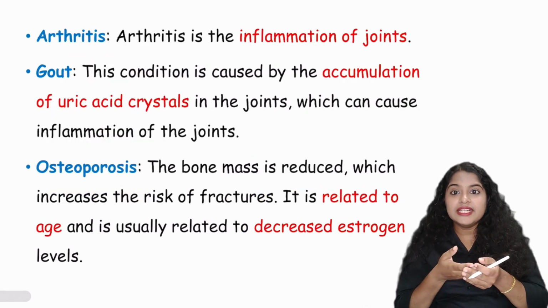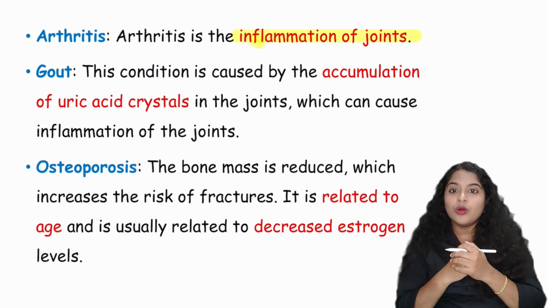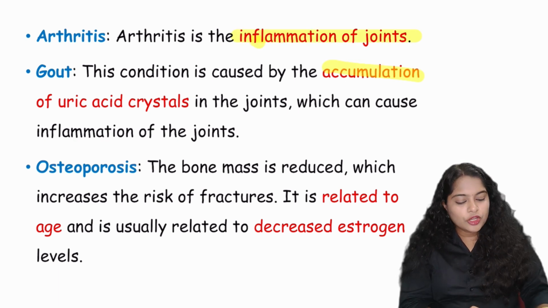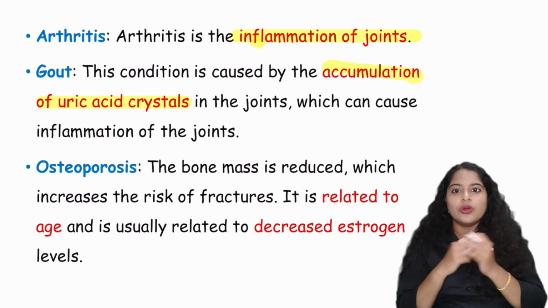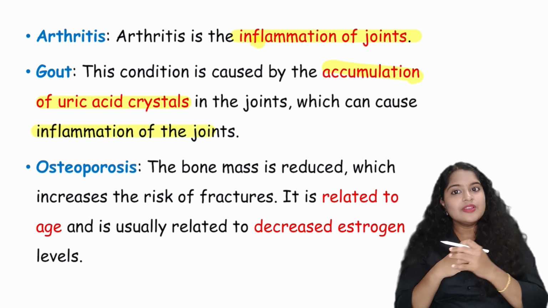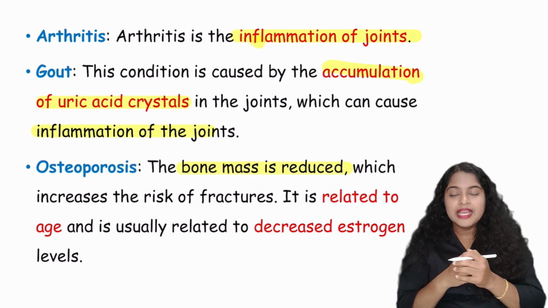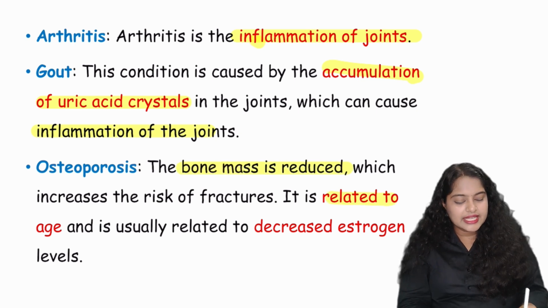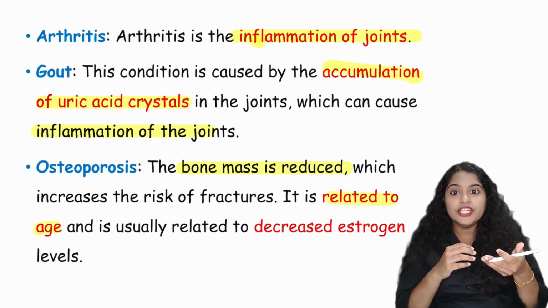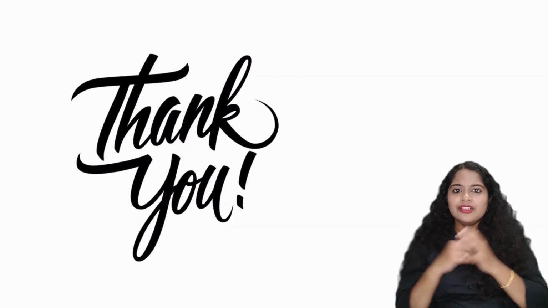Then we have arthritis, that is nothing but the inflammation of joints. Then gout. Gout is nothing but the accumulation of uric acid crystals in joints, and this can cause inflammation of joints. Next is osteoporosis, and this leads to the reduction of bone mass, and this is an age-related disease, and this is caused mainly due to the decreased amount of estrogen in our body. So that's all with the chapter.